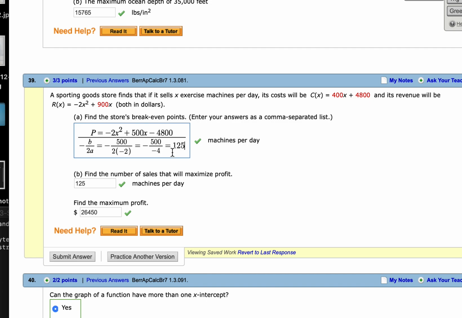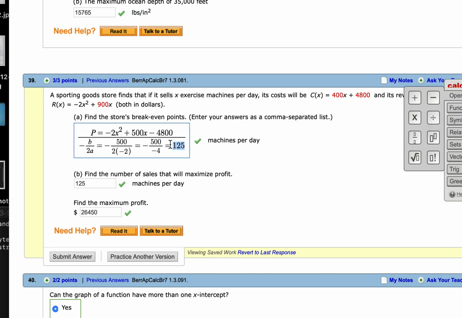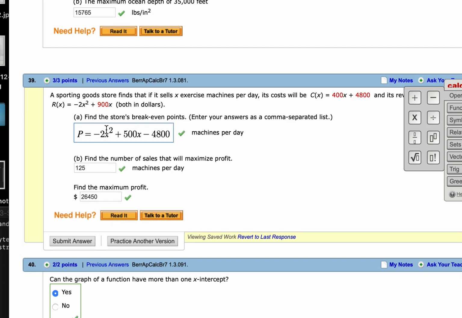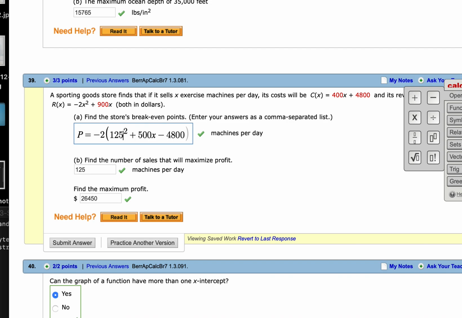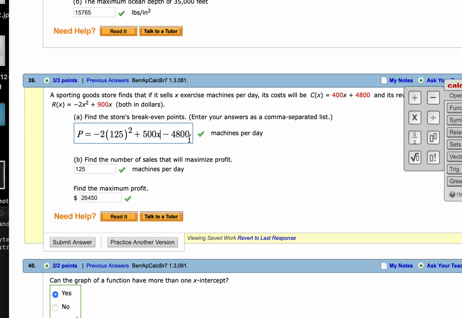The x is the number of sales. So they should sell x equals 125 machines per day in order to get the maximum profit. Then you have to find what the maximum profit is. So you take this 125 that we just found, and let me copy that 125, and you plug it back into the profit. Right there where the x is, you plug in 125.